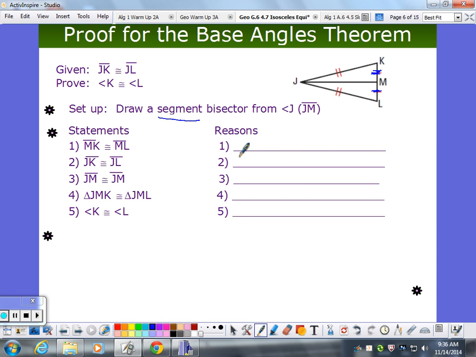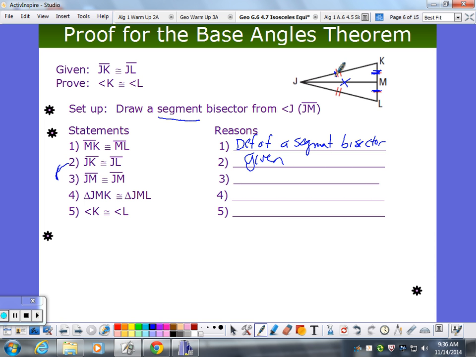So why are MK and ML congruent? Definition of a segment bisector. Then I'm going to say that JK, I'm going to say JK coming into JM already. JM is congruent. I want to say this one first, right? This one doesn't look right. This one, oh, given. I'm sorry.